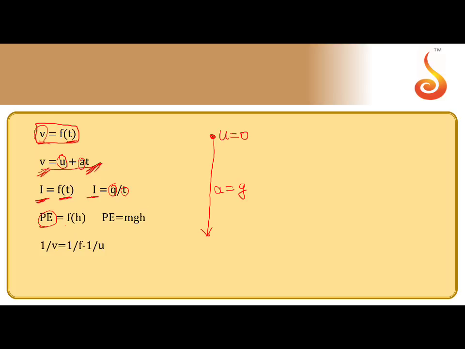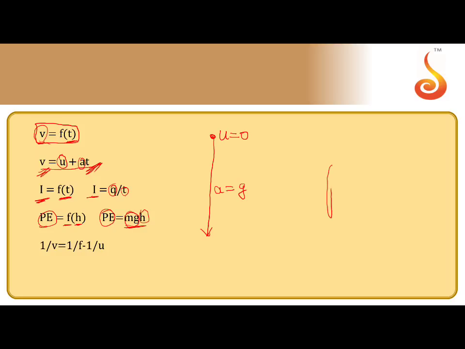Potential energy is a function of height. As the height changes, potential energy changes according to this equation. Here, the mass of the body and the acceleration due to gravity are constants.